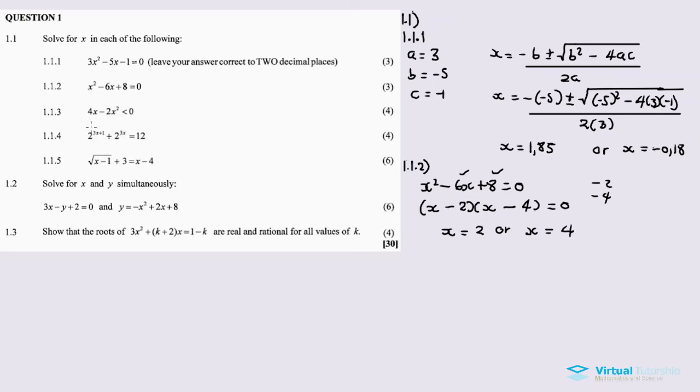We want the x values that will make this expression less than 0. Alright, let's say you treat this equation as if it's a quadratic equation. So for 1.1.3, we are given 4x minus 2x squared less than 0. So okay, that is obvious here.